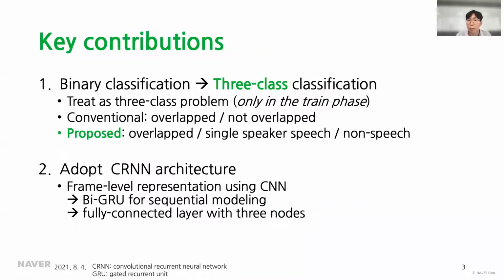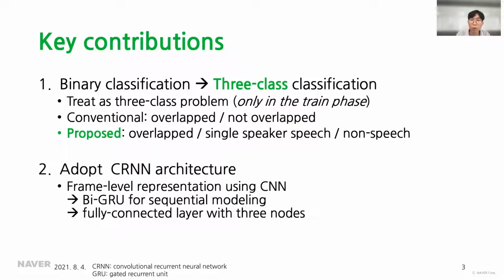In this paper, we made two key contributions. One is training a deep neural network using three output classes instead of two, which existing works adopt. Conventionally, a DNN was trained to discriminate whether an input frame is overlapped or not. By proposing to use three labels that are overlapped, single speaker, and non-speech, we were able to provide more detailed supervision in the training phase.